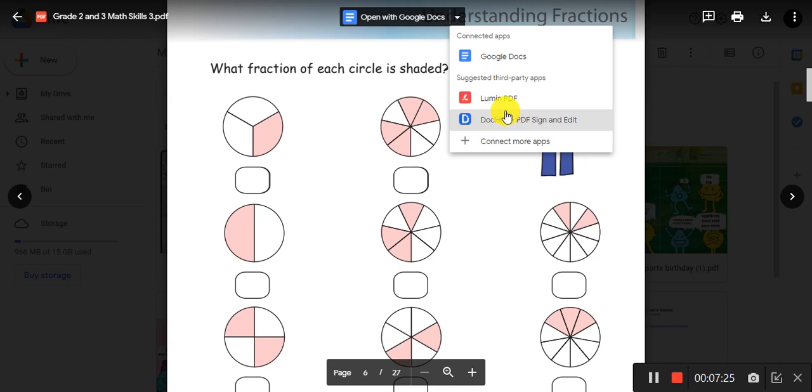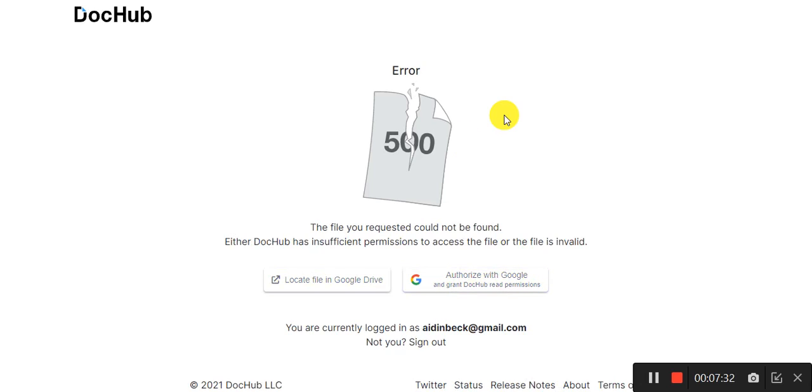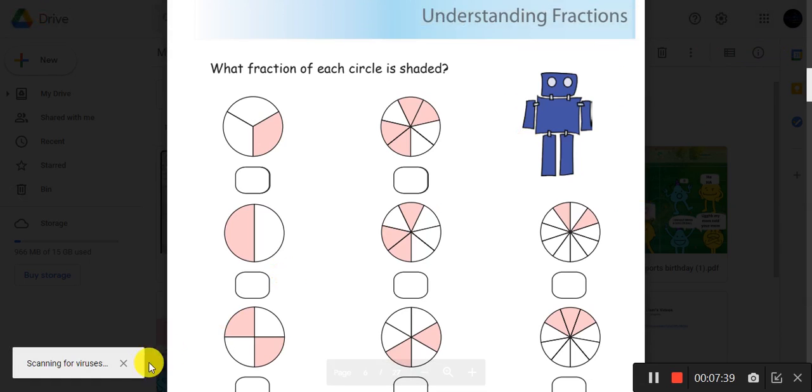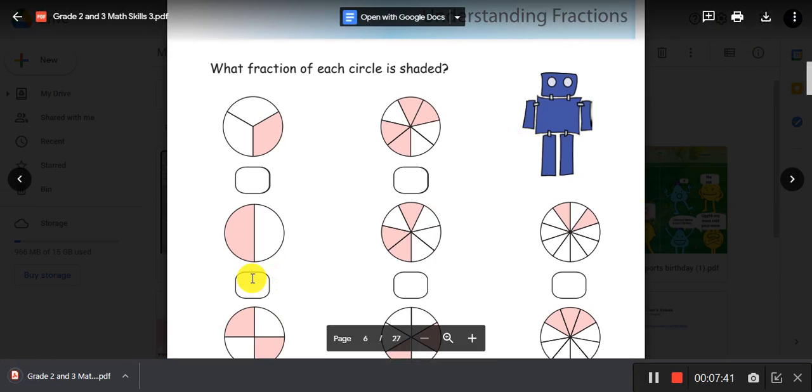Don't do what I'm doing right now because I'm just doing it the quick way, but you're going to go into dochub.com. We've talked about this. Okay, I'll show you right now. I'm going to download it. Scanning for viruses, downloading, done.